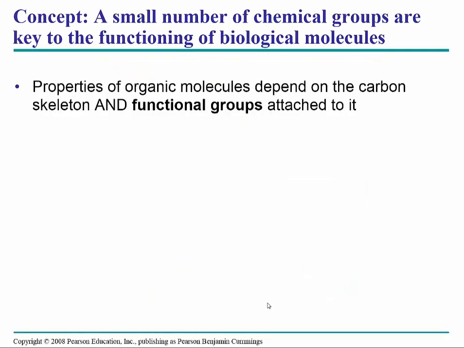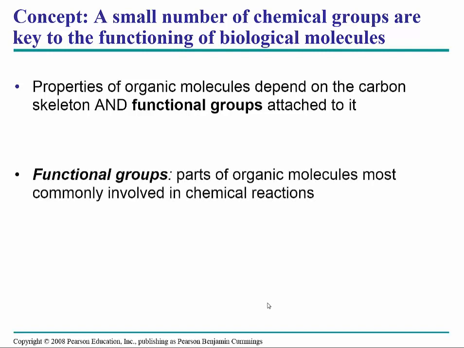So the properties of organic molecules depend on not only the carbon skeleton, how long it is, whether it's branched, whether there are double bonds, if it's in a ring or straight, as we talked about in class, but also the functional groups, the chemical groups that are attached to that carbon skeleton.